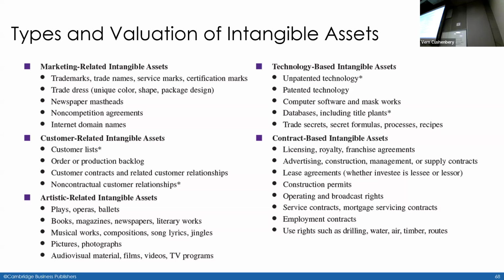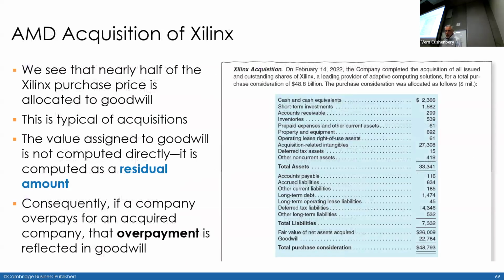To the extent that none of these intangible assets can be traced back to the purchase price, we're gonna throw any excess into a big bucket that we call goodwill. And you see that all the time on the balance sheets of companies that have had any history of mergers and acquisitions, and our authors take us through AMD's purchase of Xilinx.